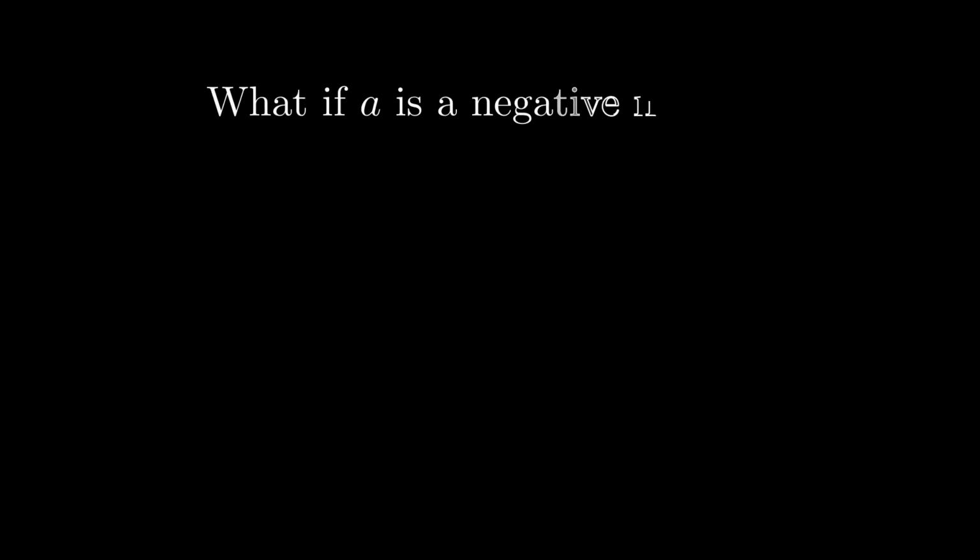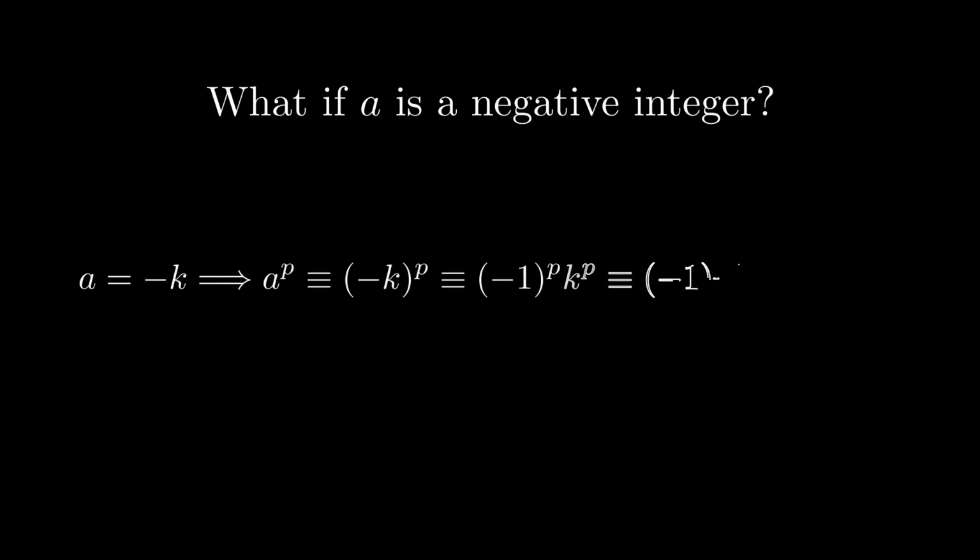So what if a is a negative integer? Then we can write a equal to −k, where k is positive, and apply Fermat's little theorem to k^p. If p is an odd prime number, then (−1)^p is equal to −1. If p is even, then it must be equal to 2. In this case, (−1)^2 is equal to 1, but 1 is congruent to −1 modulo 2.